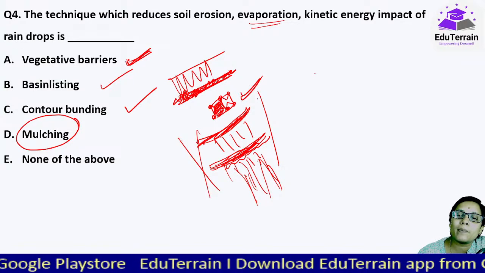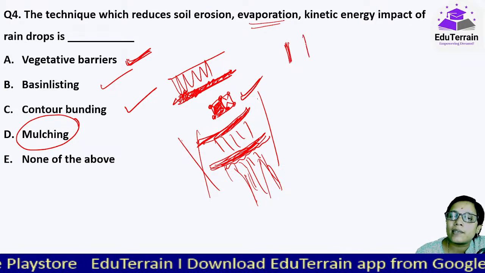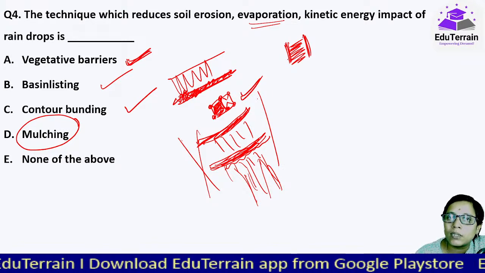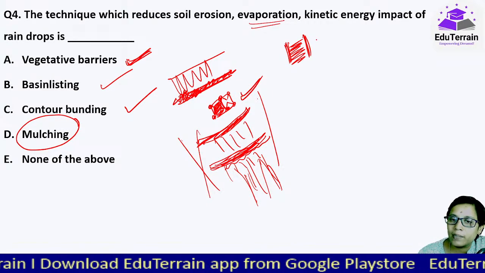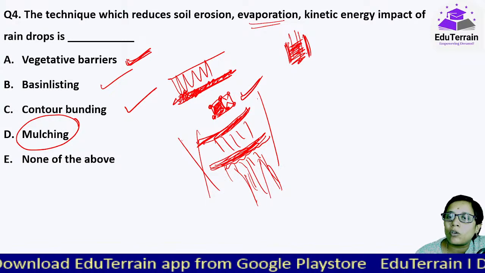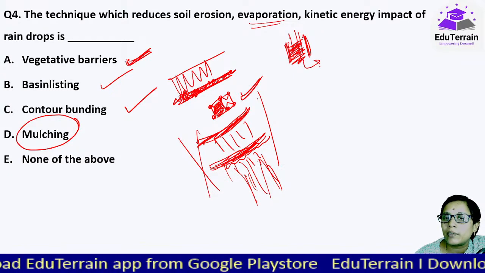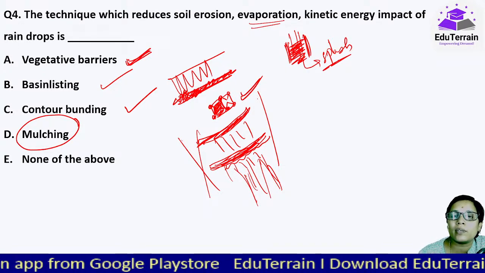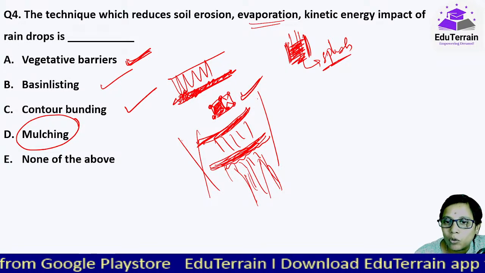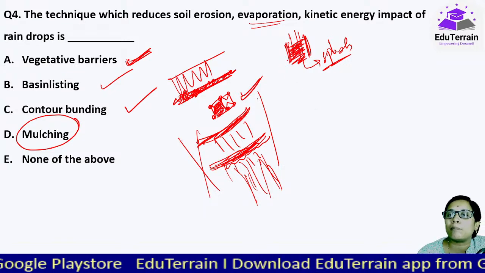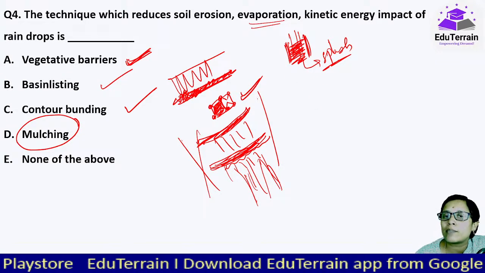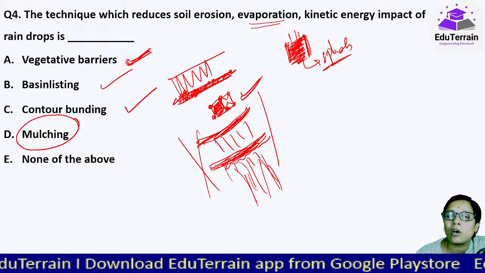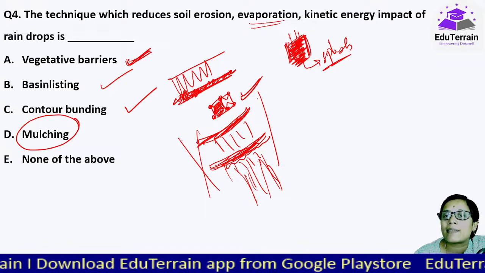So what is mulching? If these are the plants, whatever the area that is, now this is the one that is exposed to the atmosphere. Here, when water falls in, the kinetic impact of water leads to splash erosion, right? And this is also exposed to sun, so evaporation also happens. So for that, mulching can be done. What is mulching? Putting some dry straw, husk, anything on the ground so that it can act as a barrier.